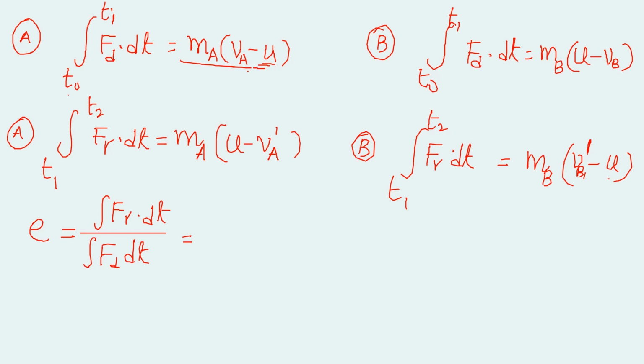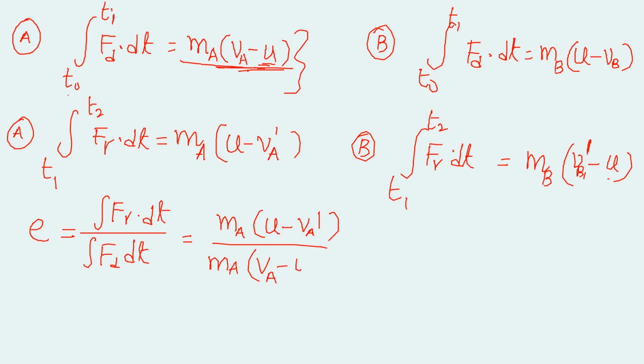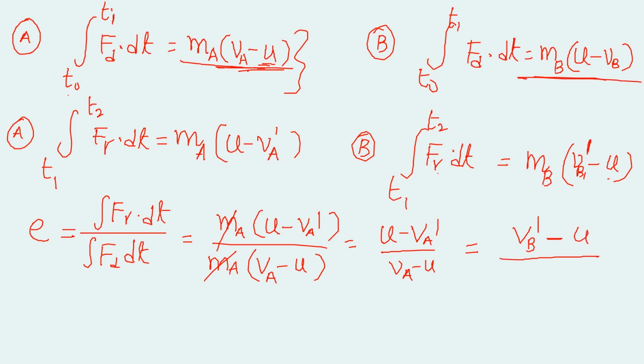The ratio of restoration impulsive force to deformation impulsive force, let's assume for particle A first, is mA times (u minus VA dash) divided by mA times (VA minus u). So mA gets cancelled, and we will have (u minus VA dash) divided by (VA minus u). Similarly, for particle B, we will have Fr as (VB dash minus u) divided by Fd, that is (u minus VB). These two are equal.